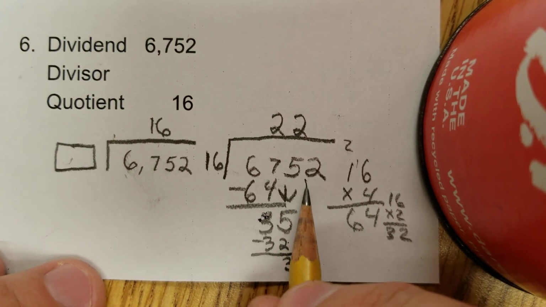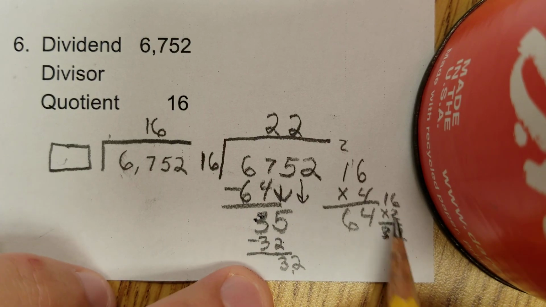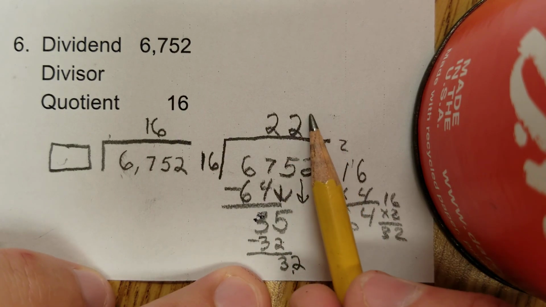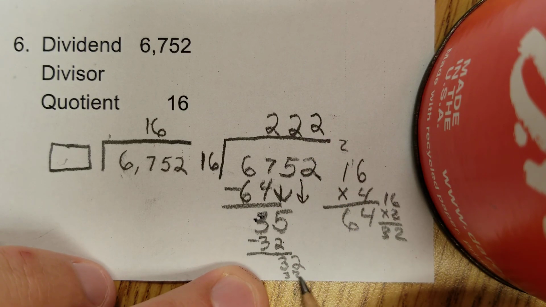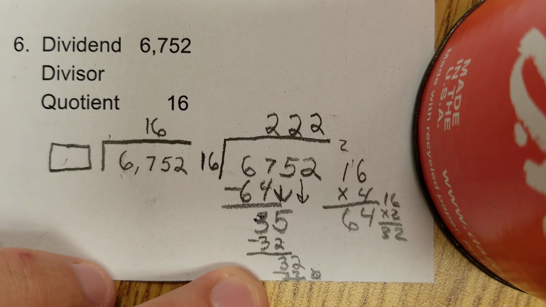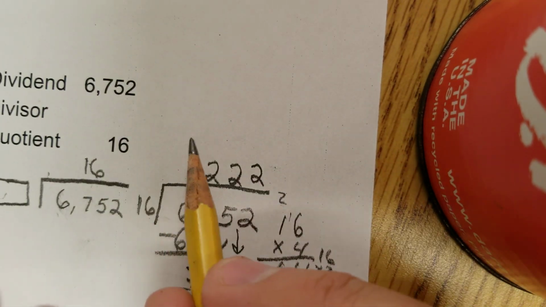And then I'm going to bring down my last 2. Oh, look, I've got 32 again. I already know it's twice. So I'm going to put my twice up here. 2 times 16 is 32. I don't have a remainder. So my answer for my divisor is 422.